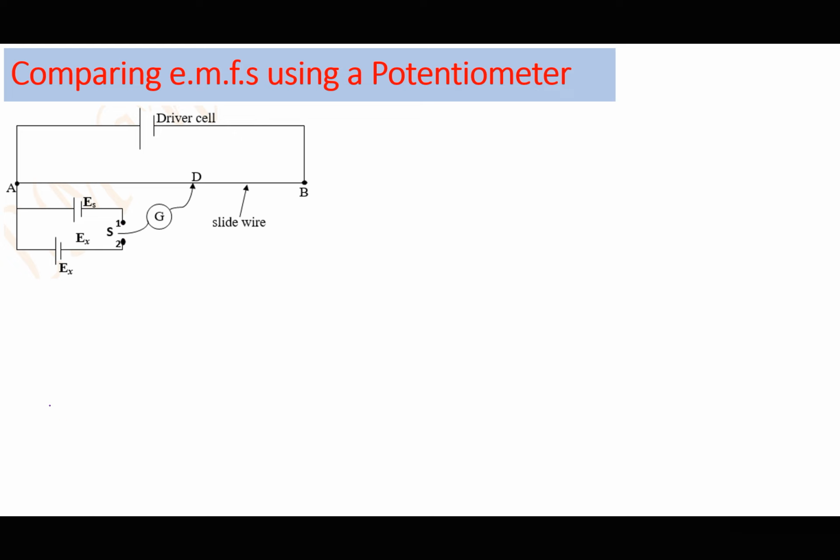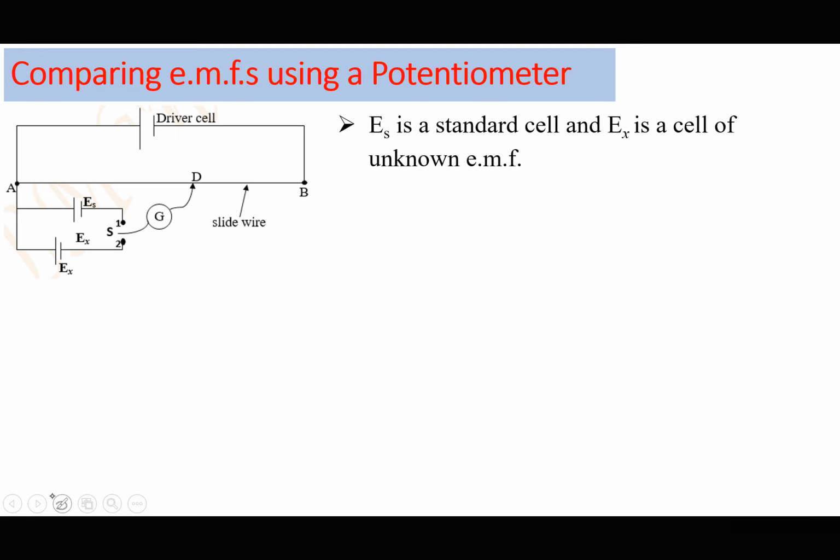The EMFs of two cells can be compared using a potentiometer if the connection is like this. Remember, the positive terminals are always linked to the positive terminal of the driver cell. Also, note that the EMF of the driver cell must be much bigger, greater than the EMF of these other cells. Otherwise, you may never get balance. So Es is the standard cell and Ex is a cell of unknown EMF.